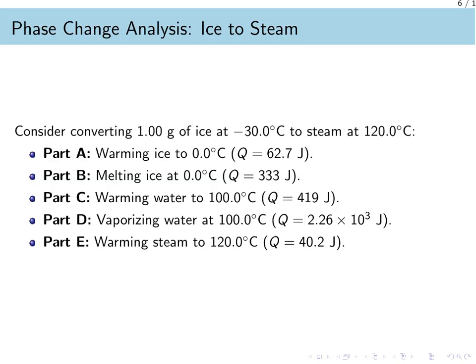Third, we warm the resulting water to 100 degrees, requiring 419 joules. Fourth, we vaporize the water at a constant 100 degrees, which takes a significant 2,260 joules. Finally, we warm the steam to 120 degrees, adding another 40.2 joules.